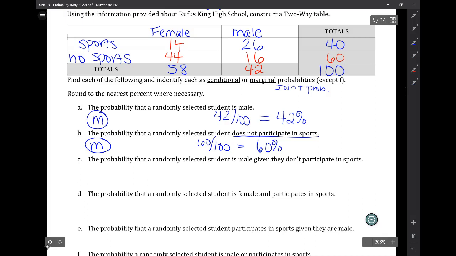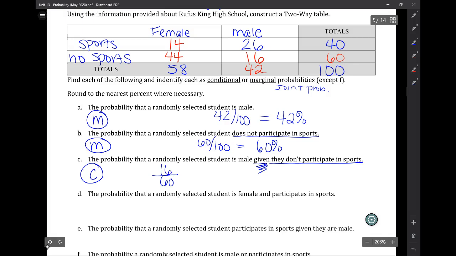The probability that a randomly selected student is male given, okay, given is a huge indication that this is a conditional probability. So given they don't participate in sports, so only look in that row. Given they don't participate in sports, there are 60 students that don't participate. What is the probability of picking a male out of those 60? So look in that row. This is our denominator. How many males fall in that row?